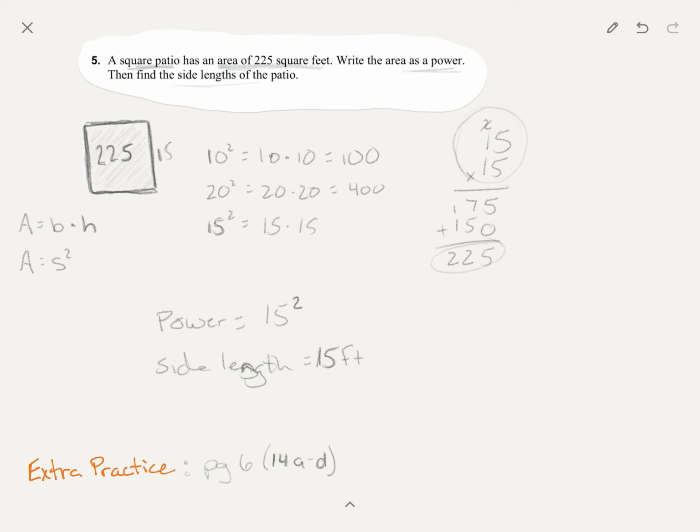You can find some additional problems on page 6 of your student guide journal. Problem 14, there's A through B. There's different parts there.